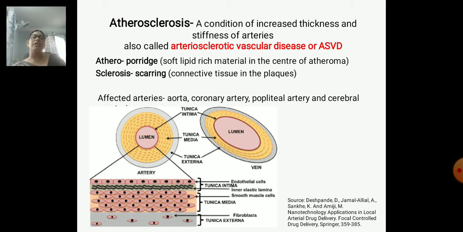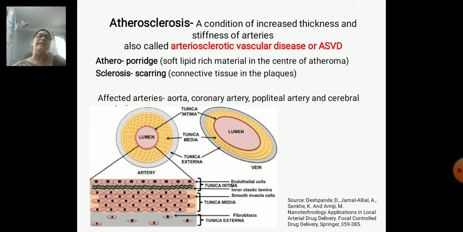And this atherosclerosis is very much a concern because two major regions are affected. One is coronary and the other is cerebral. Coronary means it is the heart. Cerebral means it is the brain.